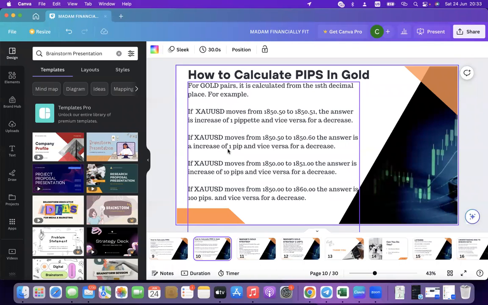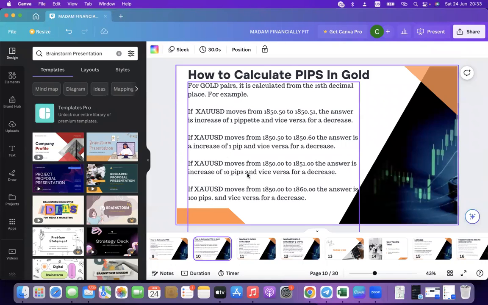All right. Now, why am I using pips? Because there's a way to leverage. If you follow me on YouTube, just go on there. I did a whole video on how to calculate your pips with leverage and how to know how much you're losing and how much you're making. But this is how to calculate pips, because a lot of people get confused on how to calculate pips for gold.